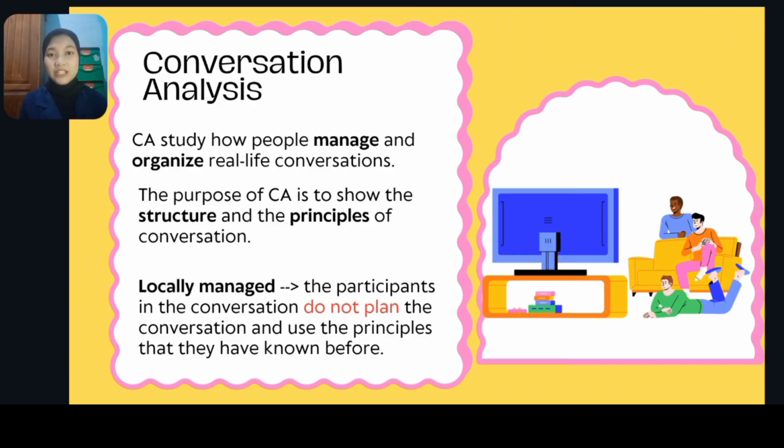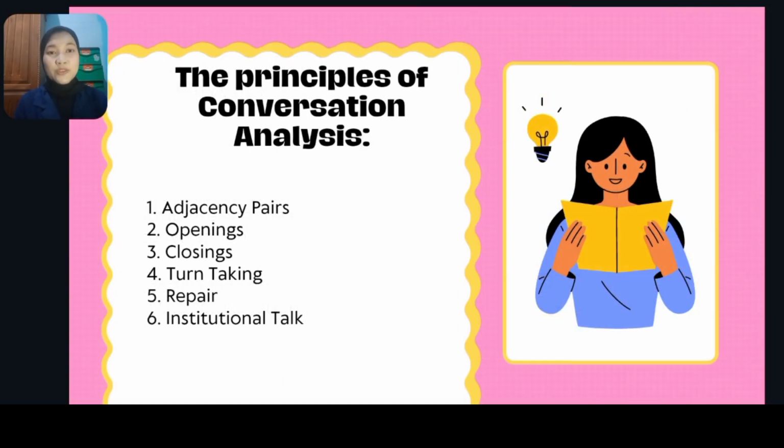In conversation analysis, conversation is locally managed. It means the participants in the conversation do not plan the conversation, and use the principles that they have known before. There are 6 principles of conversation analysis. The first one is adjacency pairs, then openings, closings, turn taking, repair, and the last is institutional talk.